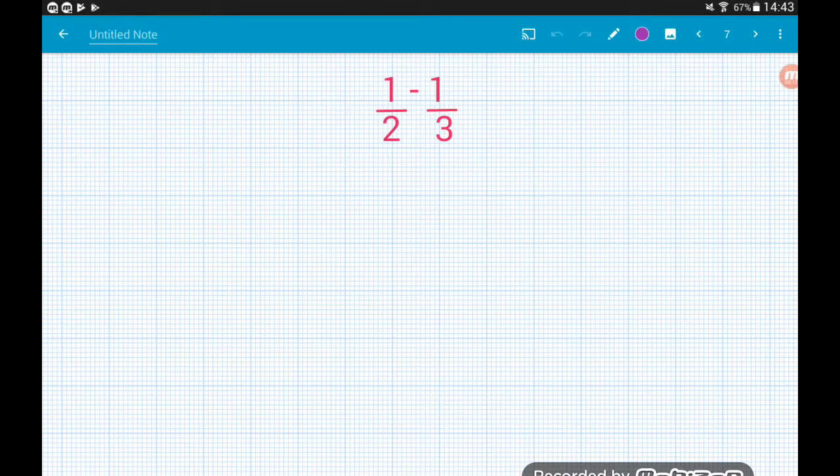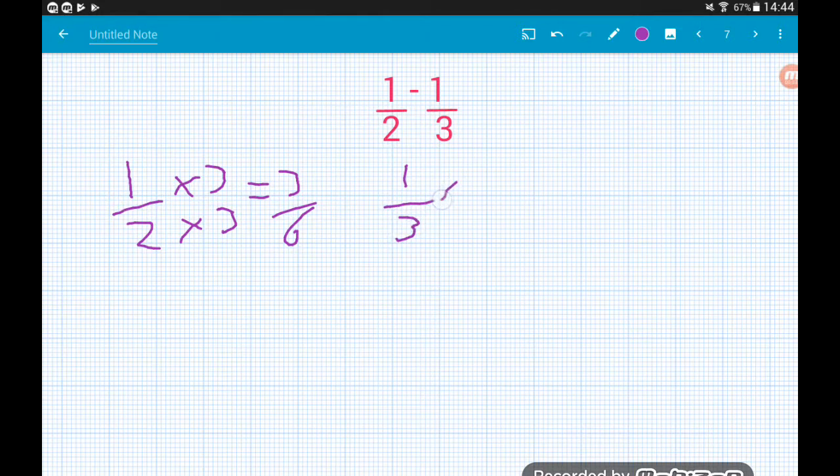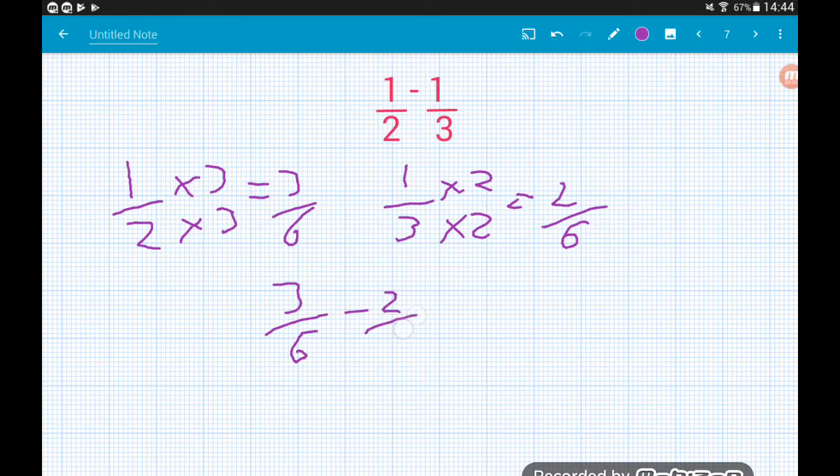So again, with 1/2 and 1/3 then, the lowest common multiple of 2 and 3 is 6. So we're going to multiply the top and bottom of 1/2 by 3. That's going to give us 3/6. And then with 1/3, we're going to multiply top and bottom by 2. And that's going to give us 2/6. So now we've got 3/6 minus 2/6. And that's going to leave us with 1/6. So 1/2 minus 1/3 is equal to 1/6.